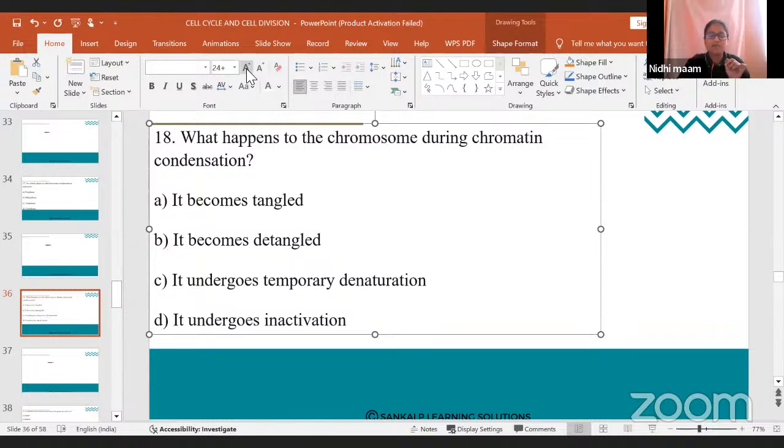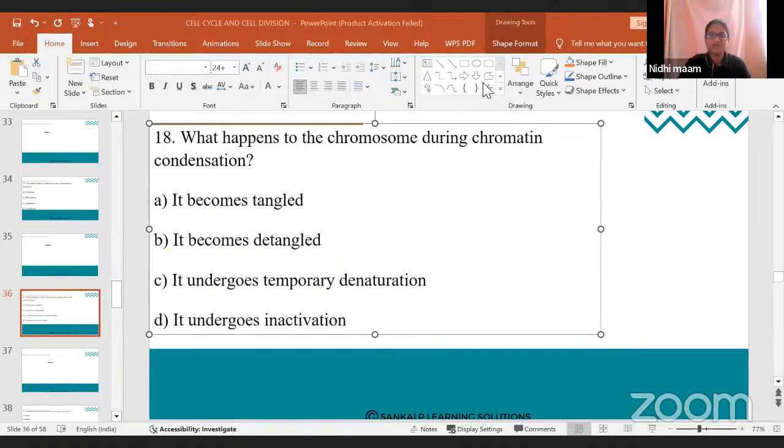It undergoes temporary denaturation. It undergoes inactivation. The quick response is given by Shashank. Yes, YouTube students, what is your response on this? Sidhu, Shweta answered it. Sanjana answered it. Rakshit and Yashoda answered the question on YouTube.